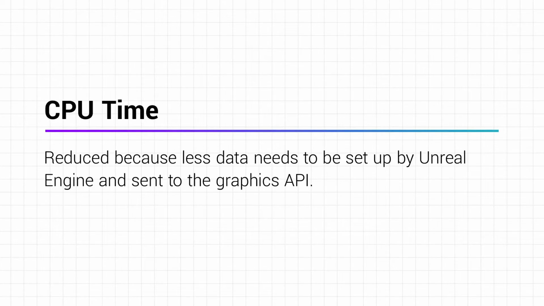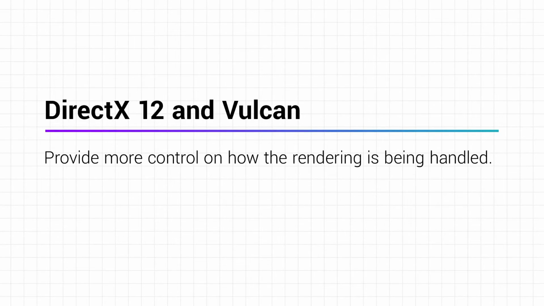On mobile GPUs like the Quest, this can even manifest in battery savings. CPU time is reduced because less data needs to be set up by Unreal Engine and sent to the graphics API. With older graphics APIs like DirectX versions before 12 and OpenGL, there is another performance impact for the CPU on the graphics API and driver side, over which the engine has little control. This is where DirectX 12 and Vulkan can provide good savings, as these give us a little more control on how the rendering is being handled.